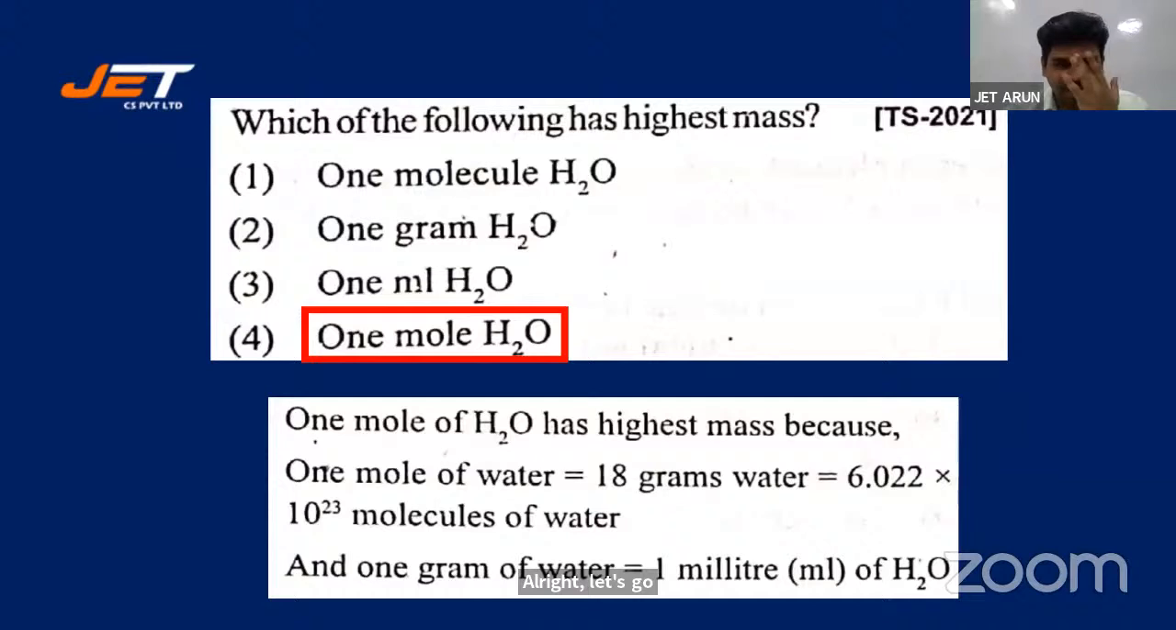So 1 mole of H2O has highest mass because 1 mole of water has got 6.022 into 10 power 23 molecules of water. All right. So that's the reason.